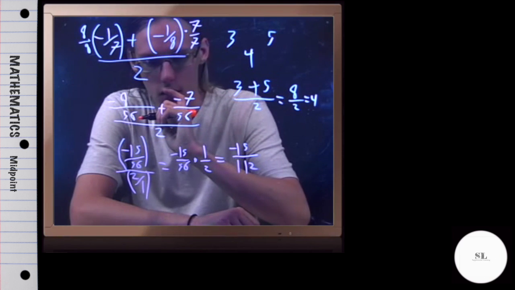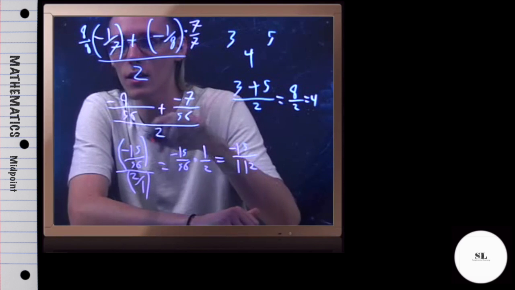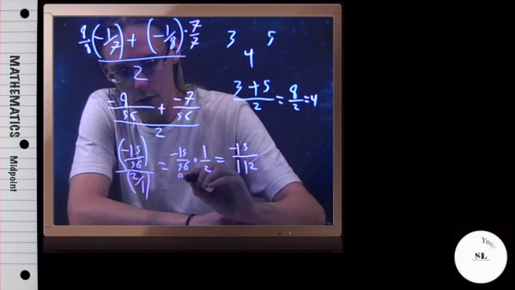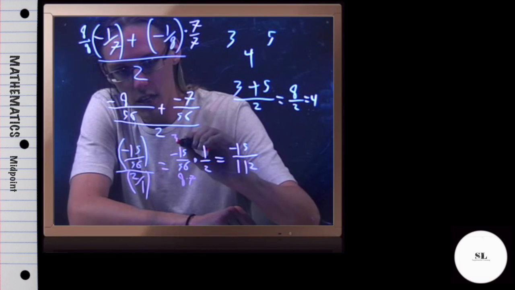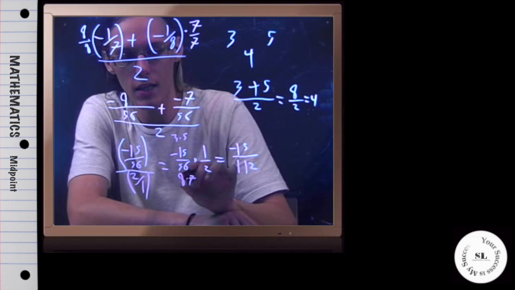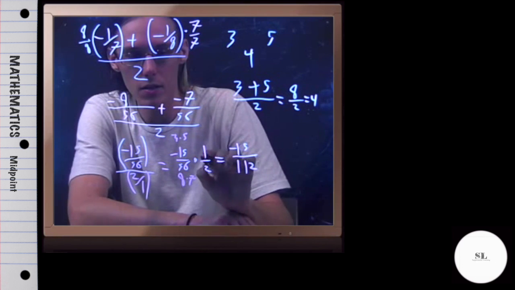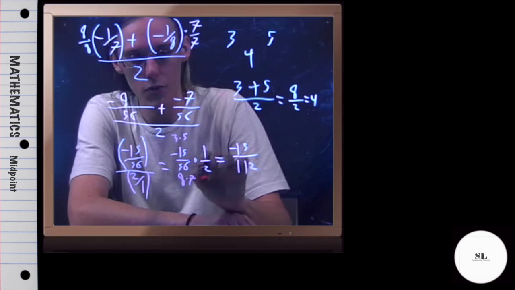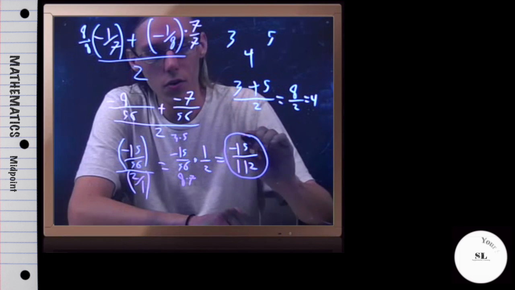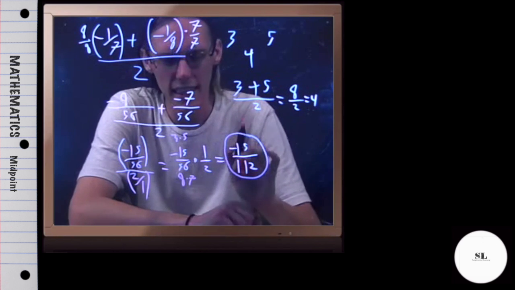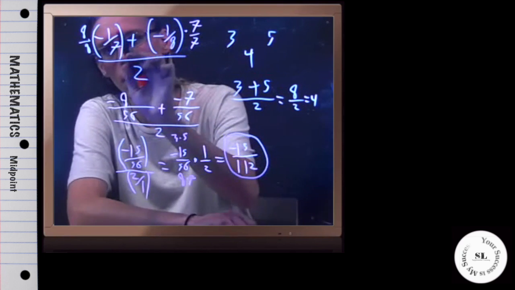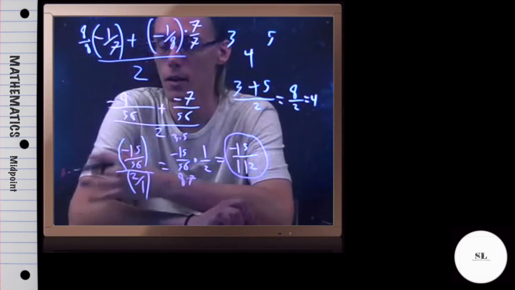Now, I don't think that can reduce any, but let's see. 56 was 8 times 7, so I'll even write that down here. 15 is 3 times 5, so if you look at that, nothing on top divides with anything on the bottom, and that doesn't change if I multiply by 1 on top or 2 on the bottom. There's no common factors. So our final result is negative 15 over 112. That is the most reduced fraction, and it is the number that's halfway between negative 1/7 and negative 1/8. And that's this example.